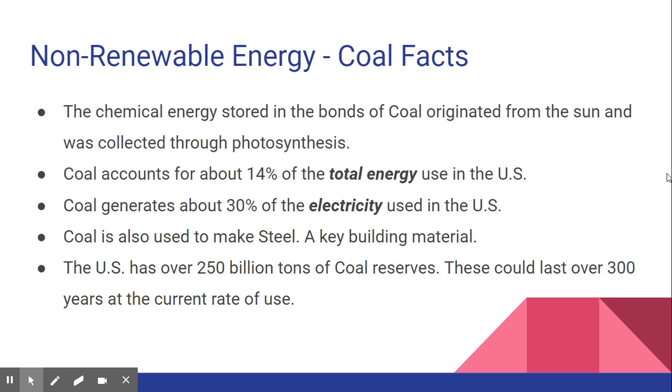Coal, all of that energy originated from the sun. It was then transformed into that plant material through photosynthesis and then those other heat and pressures that turned it into the current form of coal.